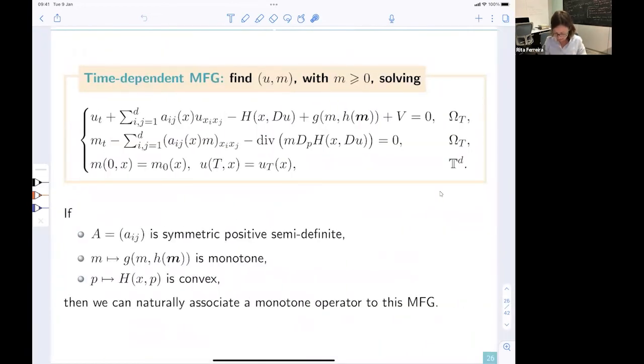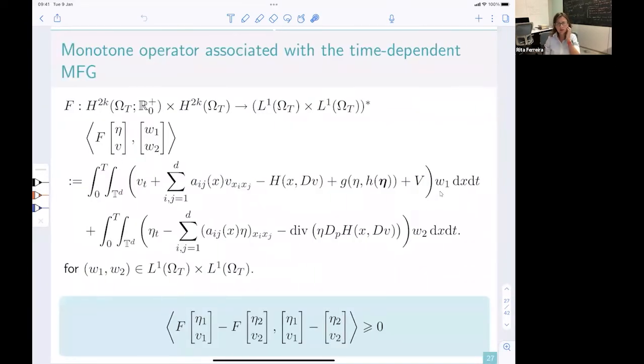Assumptions: A is symmetric positive semi-definite. We assume that this mapping from M to G is monotone, so there is always this monotonicity underlying, and H is convex in P, which also in particular gives monotonicity. And under these assumptions, we can associate to our mean field game a monotone operator. The expressions, of course, change according to the problem that we are considering. I will not go much into the definition, but just to say that this is exactly as before.